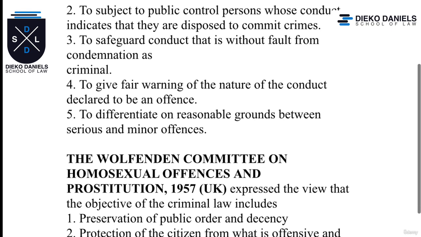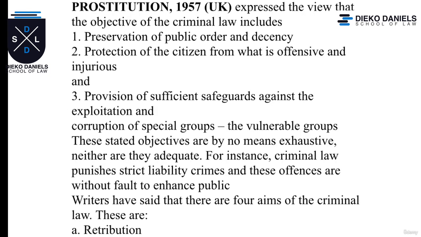Now, very importantly as well, the Wolfenden Committee on Homosexual Offences and Prostitution in 1957 expressed the view that the objective of criminal law includes, number 1, preservation of public order and decency. Number 2, protection of the citizen from what is offensive and injurious. Number 3, provision of sufficient safeguards against the exploitation and corruption of special groups, that is, the vulnerable groups. These stated objectives are by no means exhaustive, neither are they adequate.